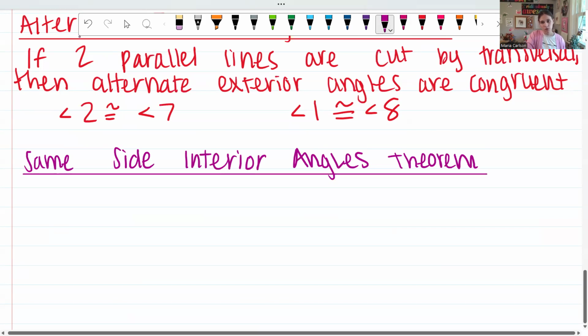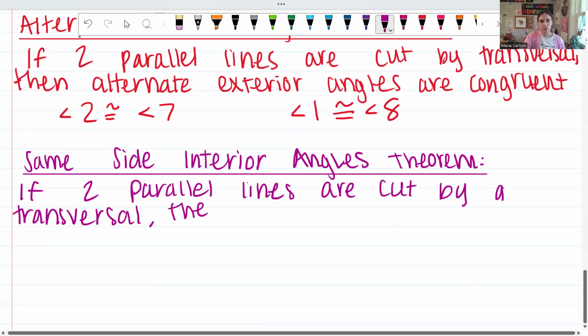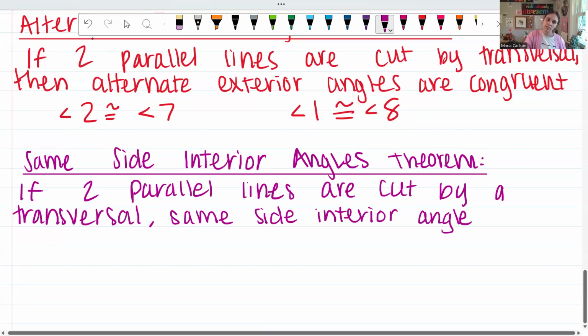All right. If two parallel lines are cut by a transversal, the same side interior angles, and I'm just going to write same side interior angles are supplementary. And this one's an important one.